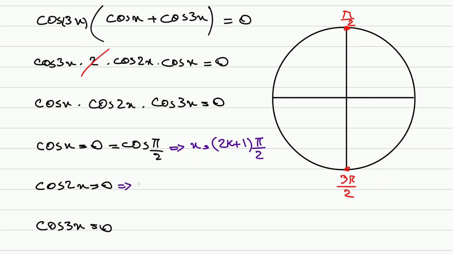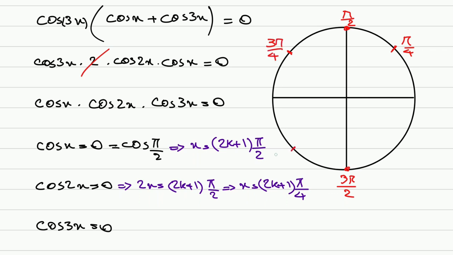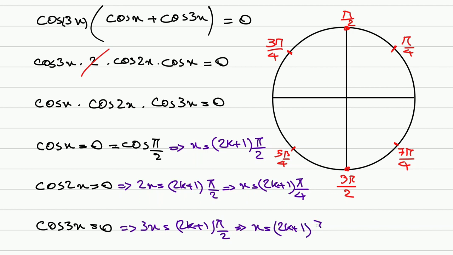Now for the second case, 2x equals 2k plus 1 times pi over 2. And that means x is equal to 2k plus 1 times pi over 4. So we have pi over 4, 3 pi over 4, 5 pi over 4, and then 7 pi over 4, and so on. And for the last case, 3x equals 2k plus 1 times pi over 2. That means x is 2k plus 1 times pi over 6.